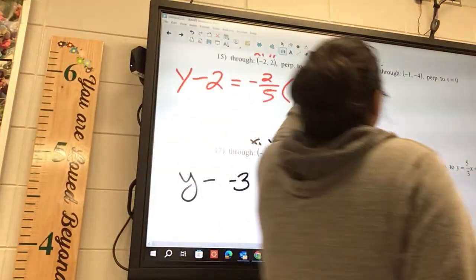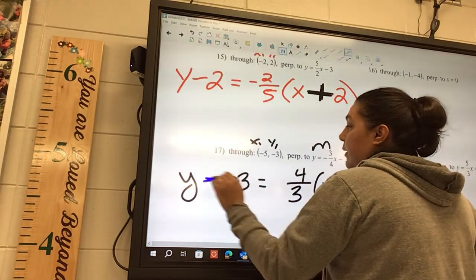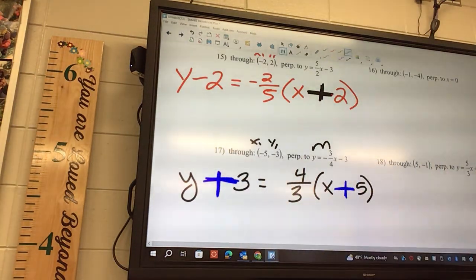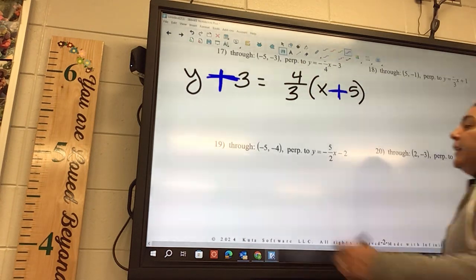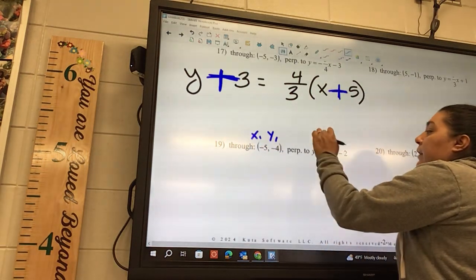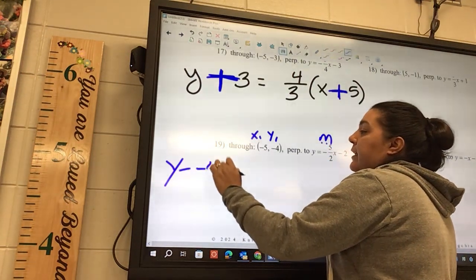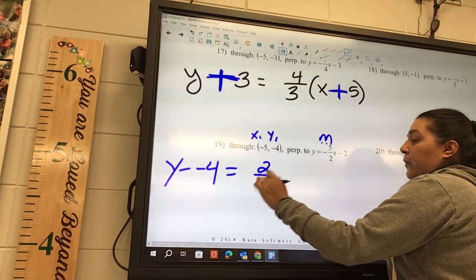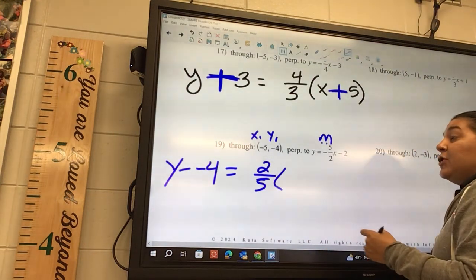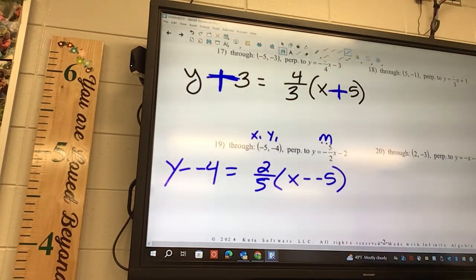Okay, and then we're gonna change the minuses to a plus. So right here should be a plus, and right here should be a plus. Okay, 19, I got x1, y1 and my m. It's gonna look like y minus -4 equals a positive 2/5. Okay, we're gonna flip and change. X minus my x1 is -5.